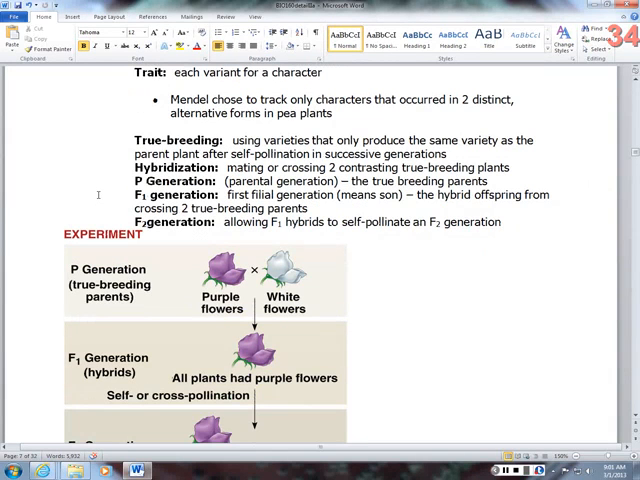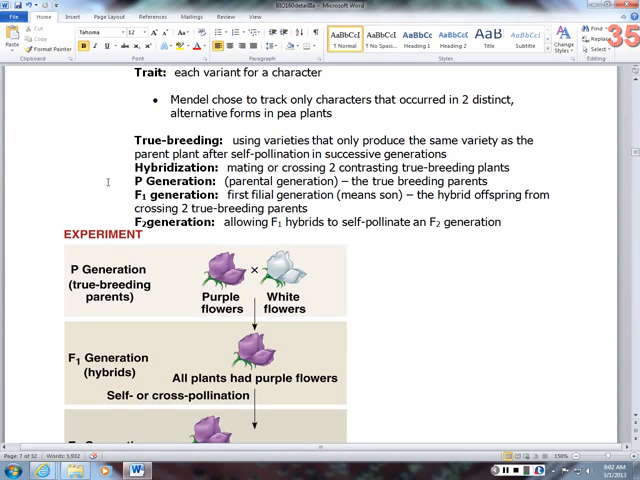So when we talk about true breeding, that's going to be using varieties that only produce the same variety as the parent plant after self-pollination in successive generations. So you would have plants that would only produce purple when they were bred with other plants that produced purple, and then you would have some that would only produce white variants. The hybrids are going to be the mating or crossing of two contrasting true breeding plants. With the true breed, you knew what their genetic trait was, because there was only one possible outcome. When you create a hybrid, then you don't necessarily know what its genetic trait is.